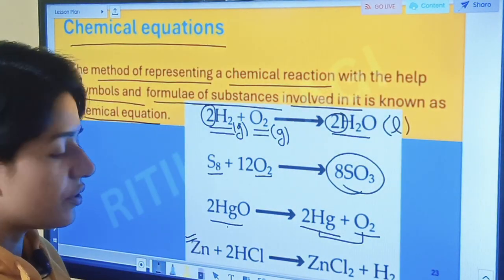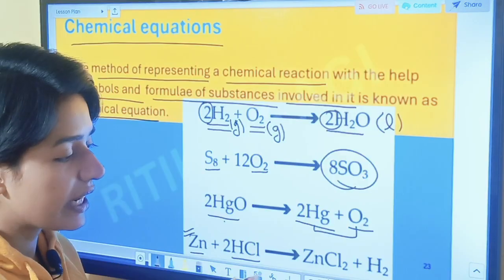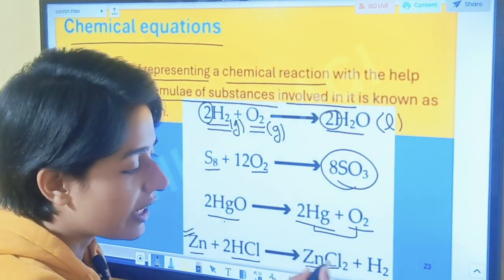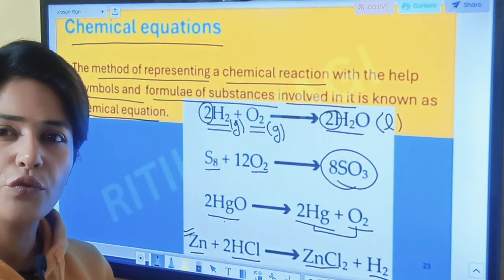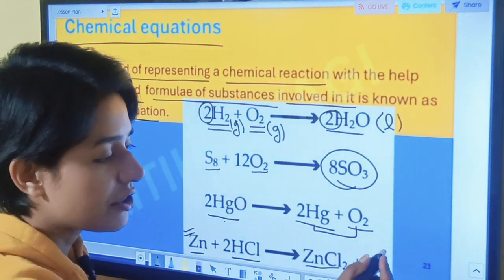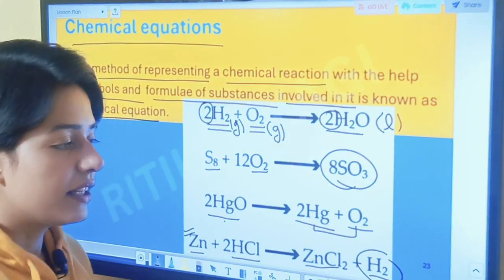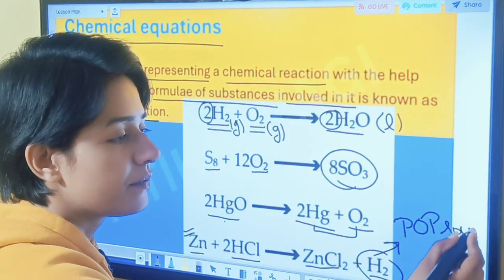The last reaction which is represented here is that zinc reacts with hydrochloric acid, then it forms a salt, that is zinc chloride, and releases hydrogen gas. We already discussed in the evolution of gas section the detection test of hydrogen gas. The hydrogen gas burns with a pop sound.